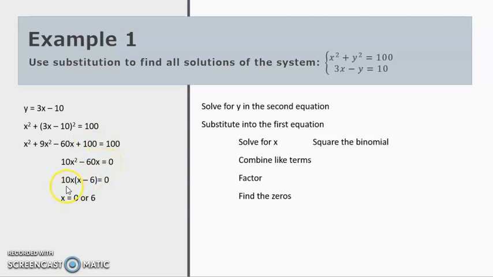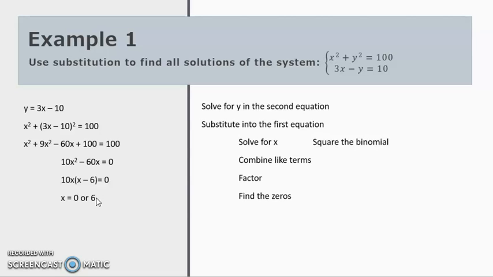Now I need to factor by a GCF. So the GCF is 10x, and I'm left with x minus 6. And the zeros: this zero is 0, because if I put a 0 in for x, this part will be 0. And the zero here is 6, because if I put 6 minus 6, I will get 0. So my zeros are 0 and 6.